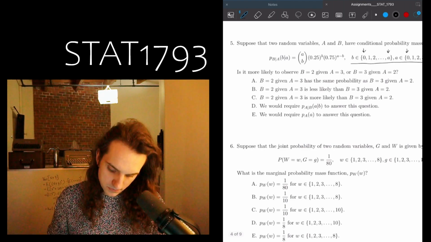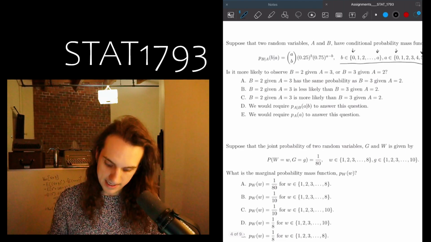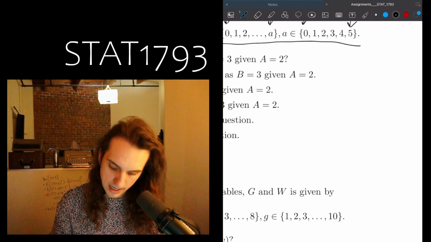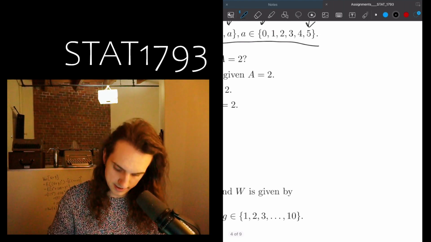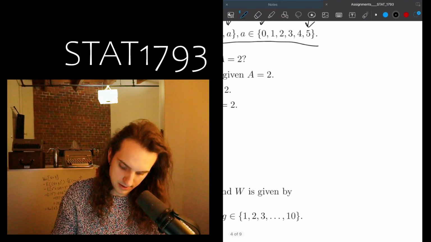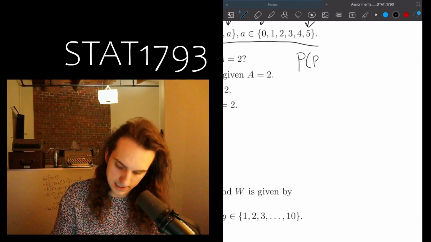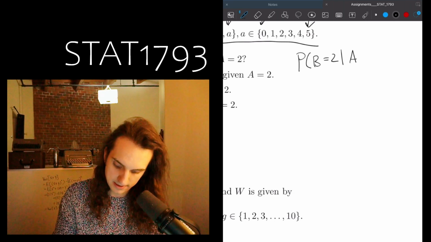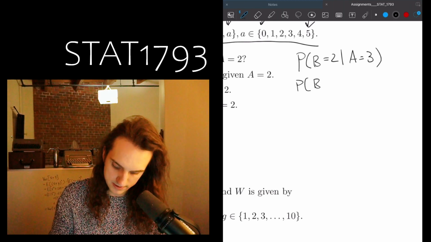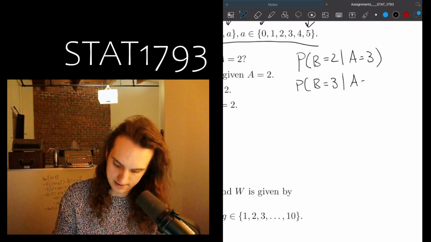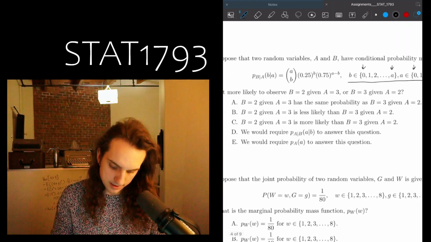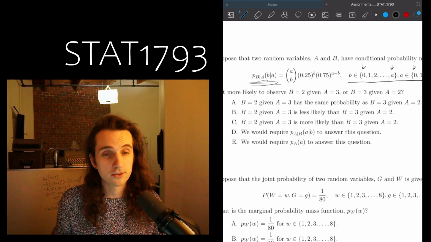Is it more likely to observe b equals 2 given a equals 3, or b equals 3 given a equals 2? Right? And so what we're asked here, we're asked about conditional probabilities, right? So we want b2 given a3. So that's going to be the probability that b equals 2 given a equals 3. And we want to compare that to the probability that b equals 3 given a is equal to 2. Okay, now we're given the conditional probability function, so we could just plug directly into here.